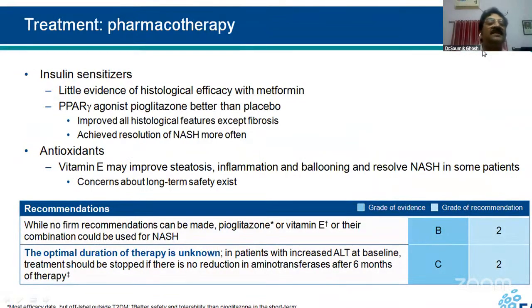Still, some insulin sensitizers have given much better results. So the PPAR gamma agonist, that is pioglitazone, has been considered better than placebo. This pioglitazone, the hypoglycemic agent used in therapy of diabetes mellitus, was first tried after vitamin E therapy. And what are the drawbacks? I'm coming to that later on. Vitamin E directly helps in improving steatosis and preventing fibrosis and inflammatory cascades. So these are helpful for NAFLD treatment.